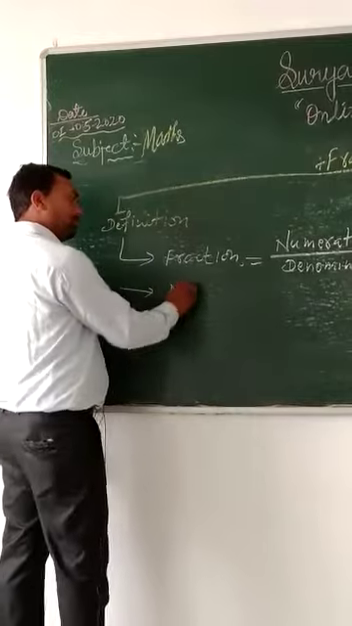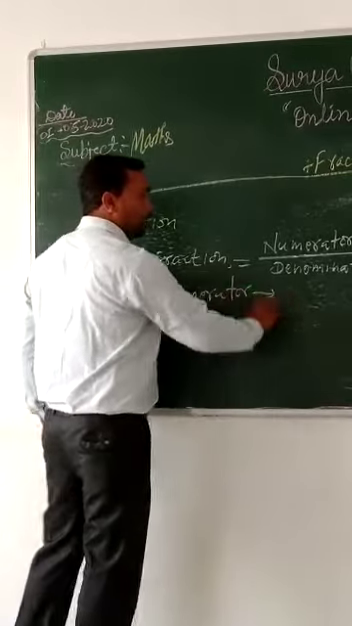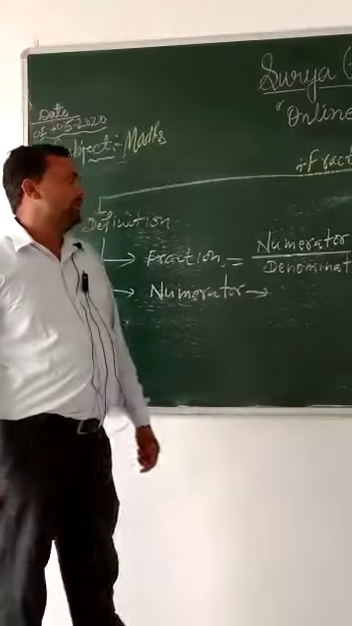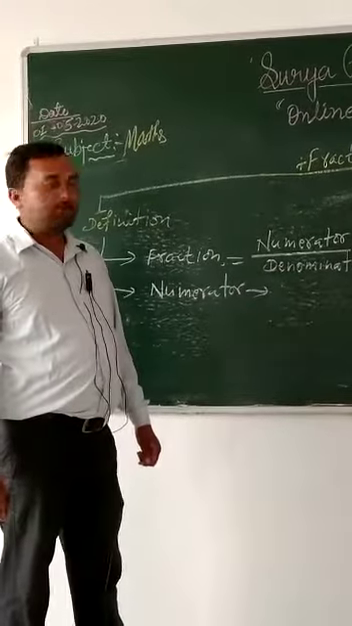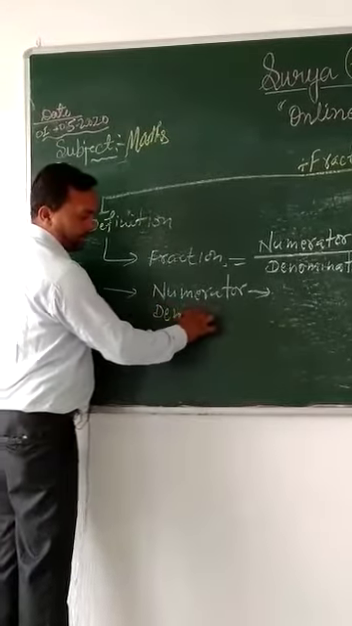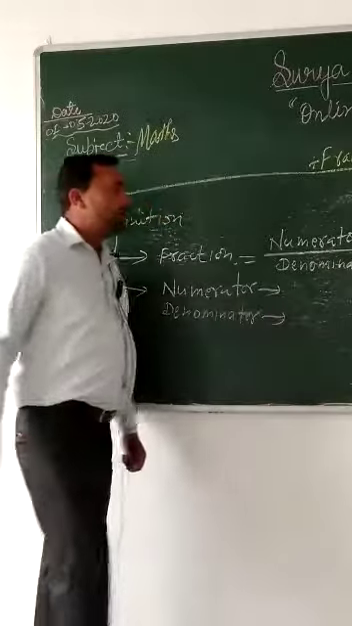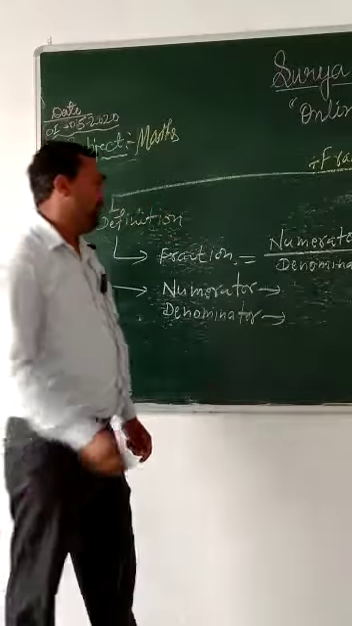Numerator tends to the upper part of a fraction, while denominator tends to the lower part of a fraction.